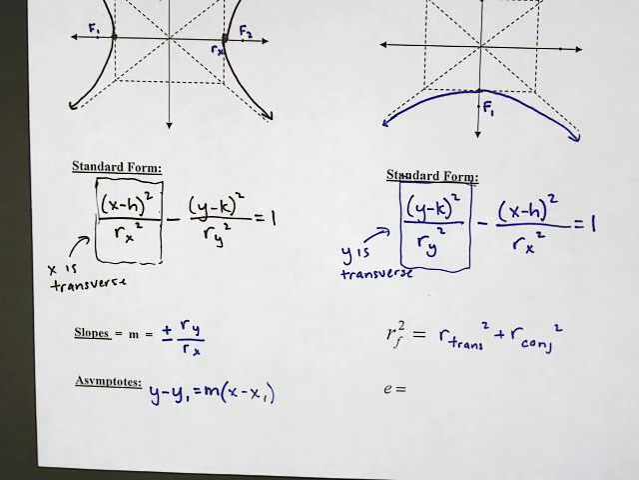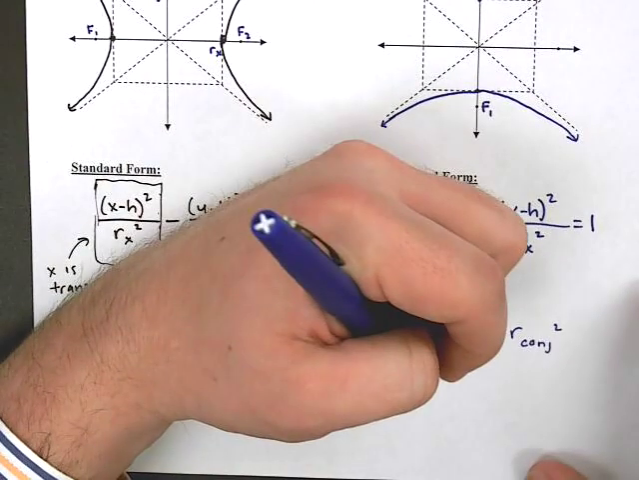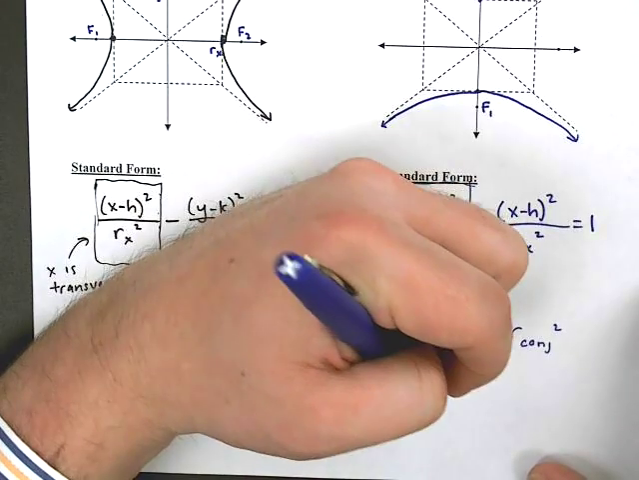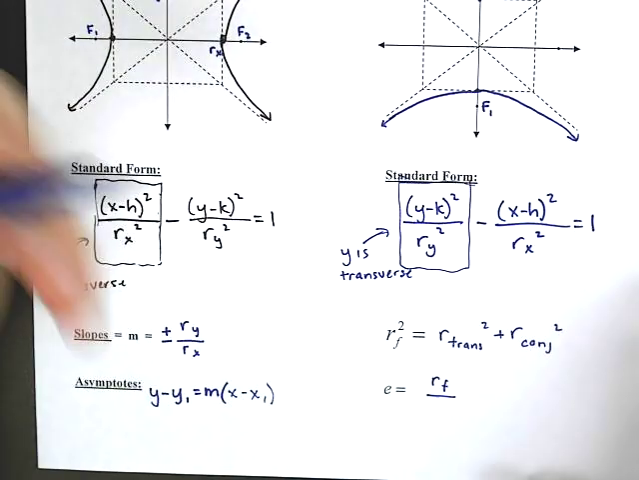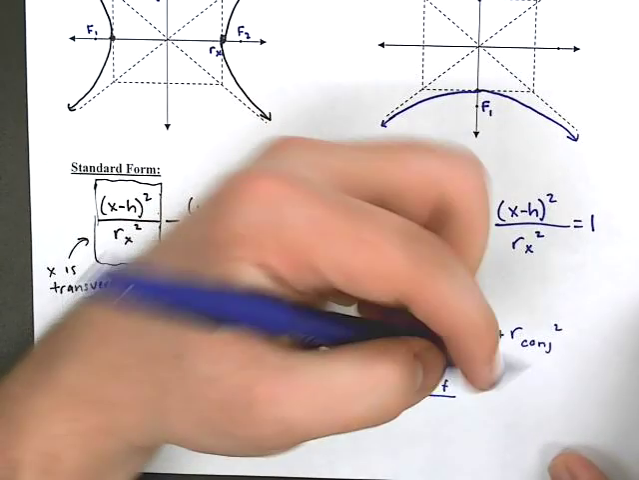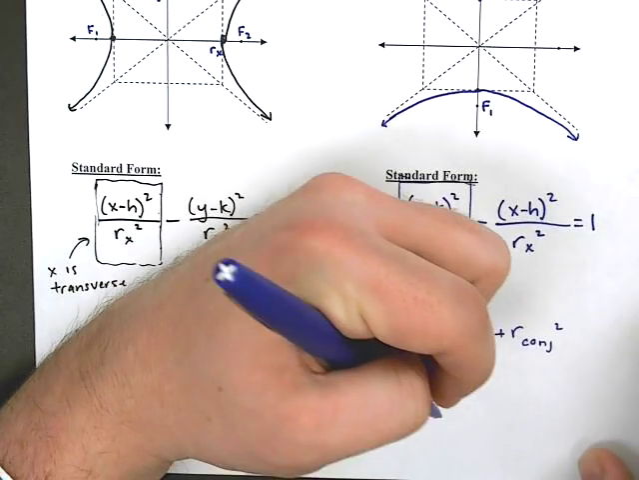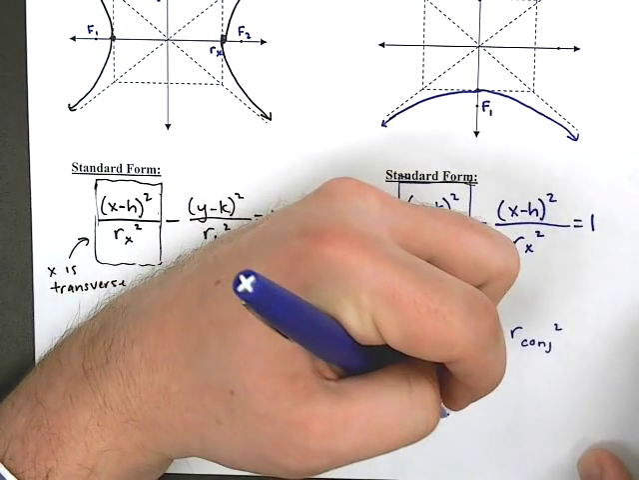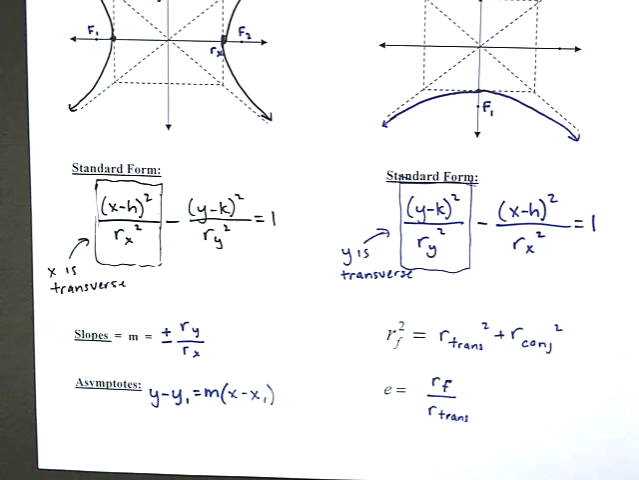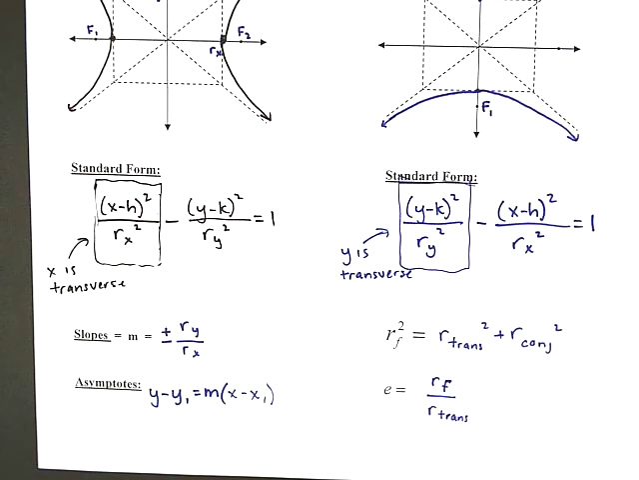So that's pretty easy. And lastly, eccentricity, r sub f over, well, in an ellipse it was r sub f over r sub major. Now instead of saying r sub f over r sub major, we're going to say r sub f over r sub transverse. Okay?